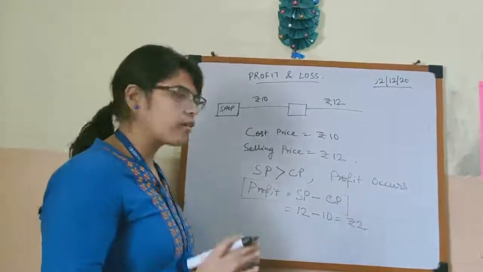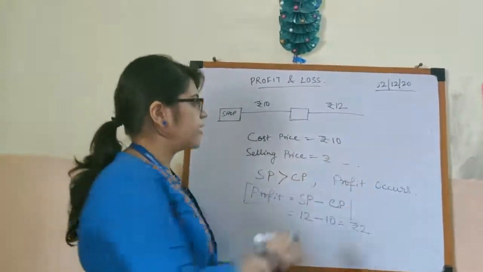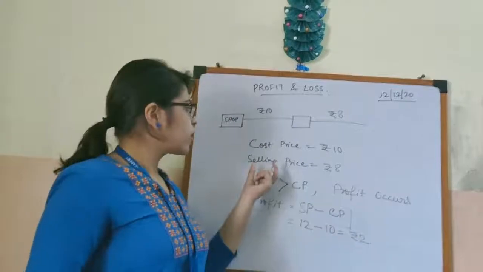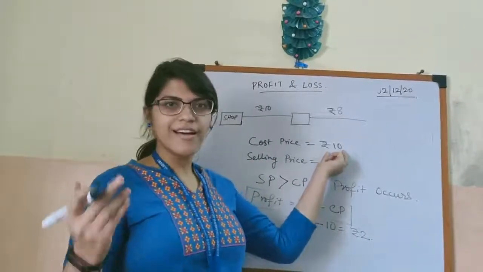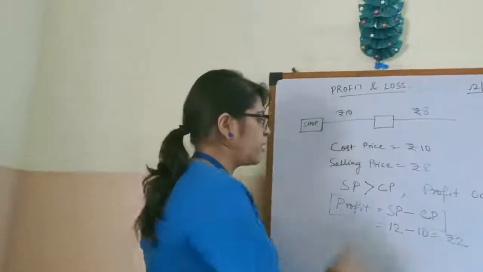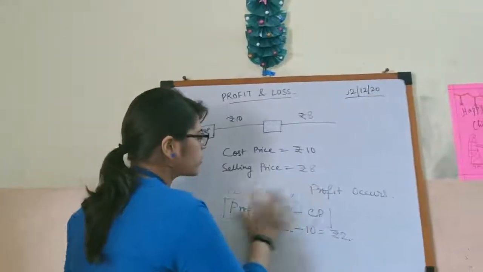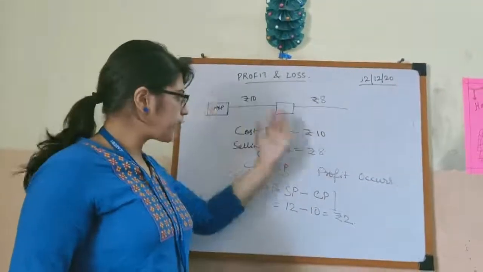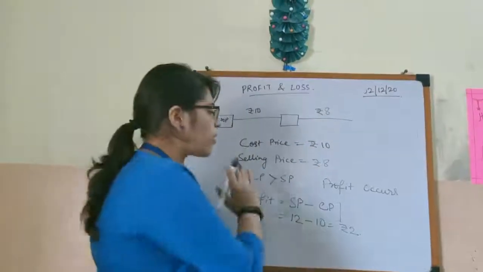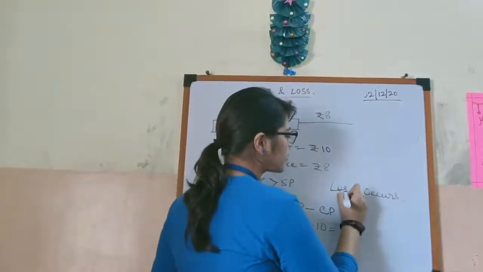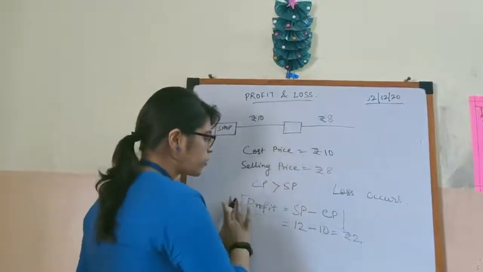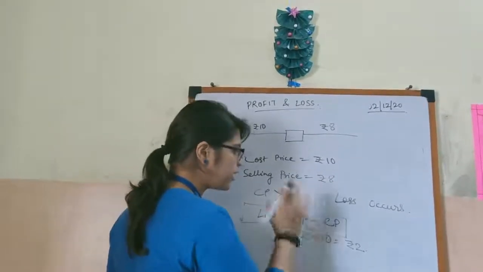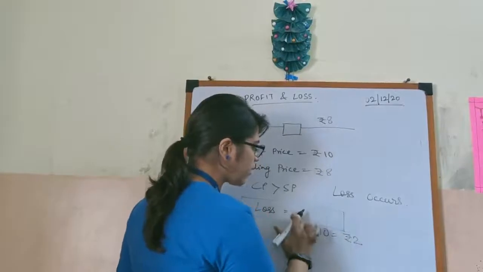Now next we have loss. So suppose you are selling it at 8 rupees. So you are selling it at a lesser price, isn't it? So in this case your cost price is 10, that is greater than your selling price, that is rupees 8. So if the cost price is greater than the selling price, it is just the opposite. Okay. In the previous one selling price was greater, in this one cost price is greater. So in this case what happens? Loss takes place. Okay. So the formula of loss will be just the opposite, that is loss equals to, here CP is greater, so you have to write CP minus SP.